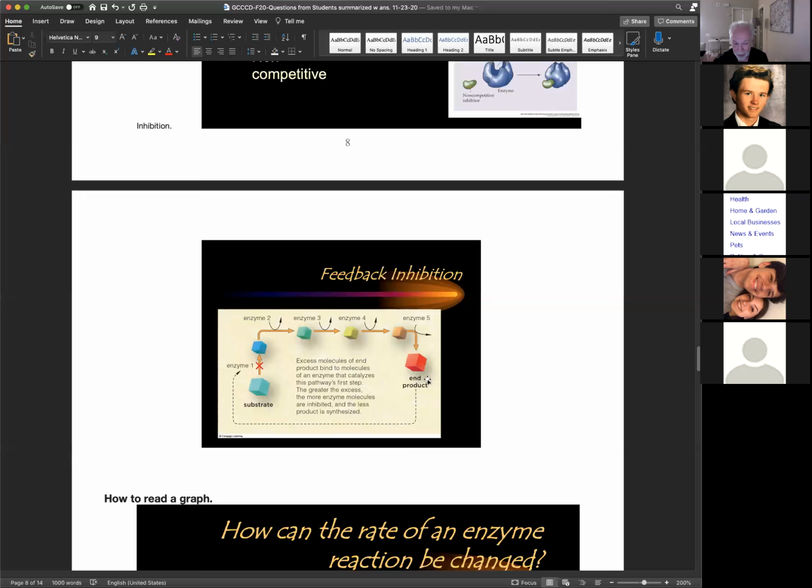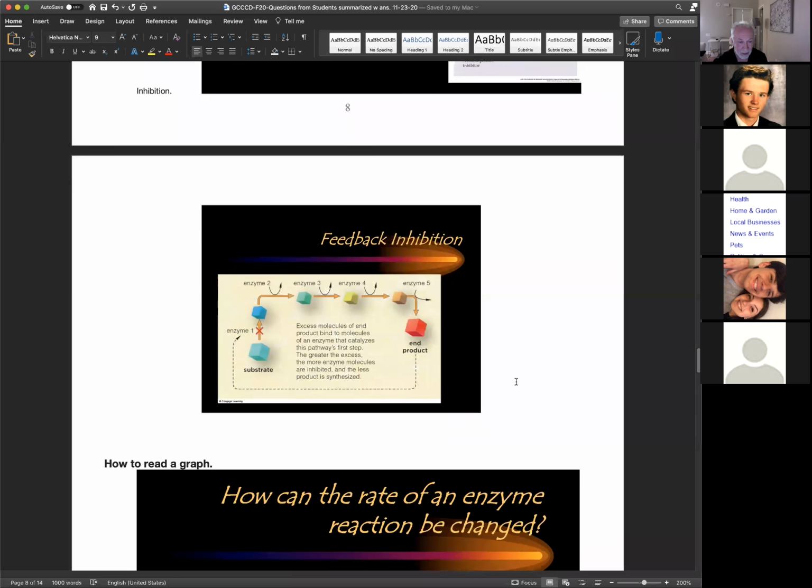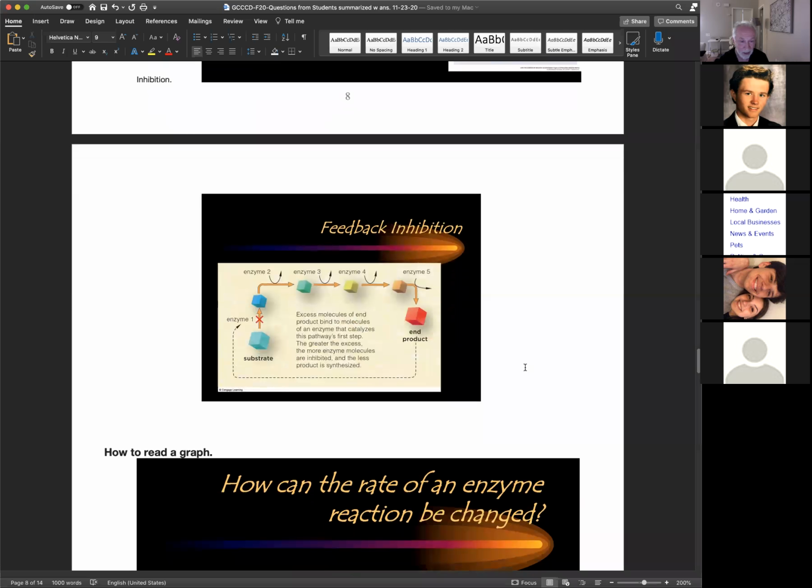On the other hand, supposing the cell has a great need for this end product right now and uses it all up, well, now there is nothing to block step 1, so this pathway will run at full speed and will make a lot of end product, which is being gobbled up by the needs of the cell. So is that okay? Anybody have a question about how feedback inhibition works?